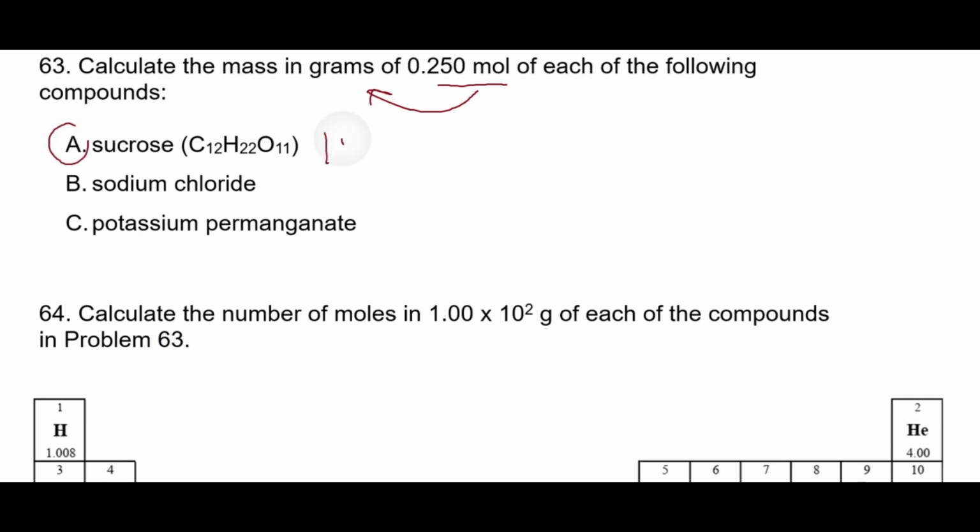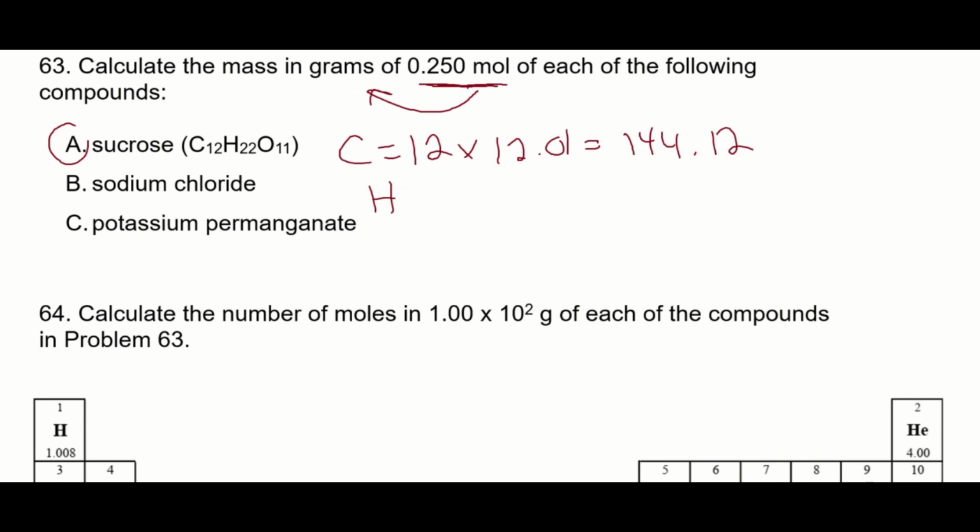Sucrose has 12 parts carbon. Let me label that carbon. It's just 12 of them, and let's go to 4 sig figs, and we can round our final answer down to 3 because that's what we're given in our original value. So 12 times 12.01 is the molar mass for carbon, and that's going to give us, I said 4 digits, right? 144.12.